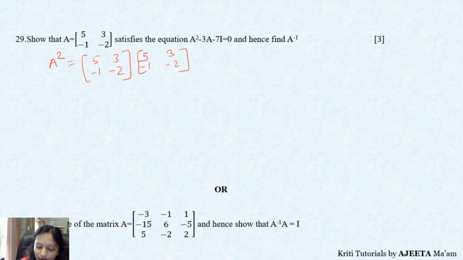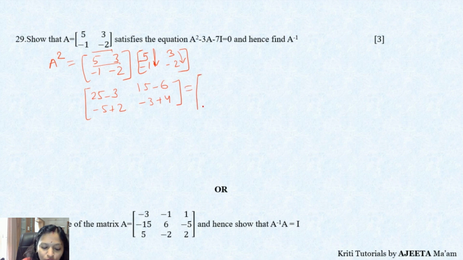Now let's multiply the row with the column. So 25 minus 3. First row with the second column now. So 5 3s are 15 minus 6. Then second row with the first column. So minus 5 plus 2. And then minus 3 plus 4. So what is your answer? Your answer will be 22, 9, minus 3 and 1. So this is what we get here. So this is A square.